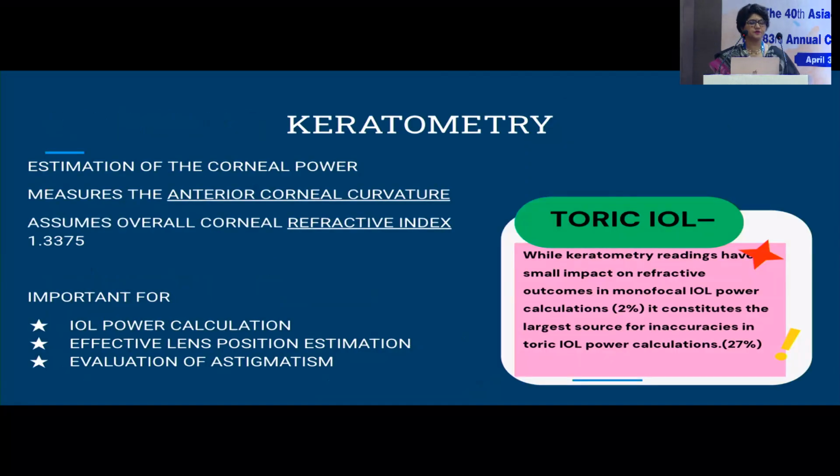So keratometry is mainly measuring the corneal power, and we measure the anterior corneal curvature here. We are assuming the corneal refractive index to be 1.3375. And this keratometry is not causing a lot of error when we are talking about the IOL power calculation in eyes that are going for a monofocal IOL. But in case there is a toric power, then the keratometry becomes very, very important, because then the inaccuracy can lead to an error in as many as 27% of patients.